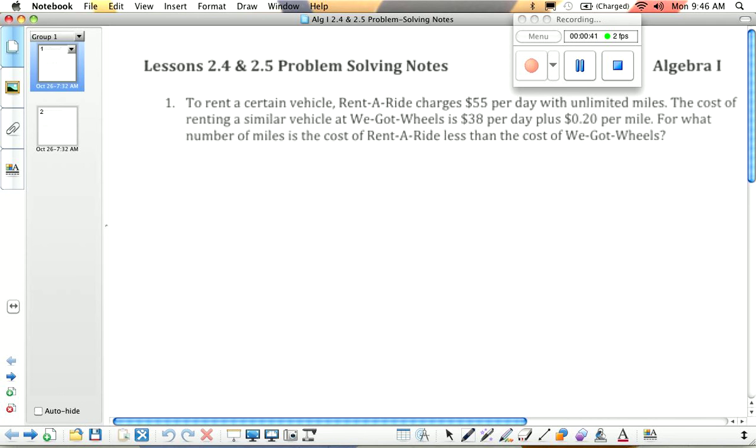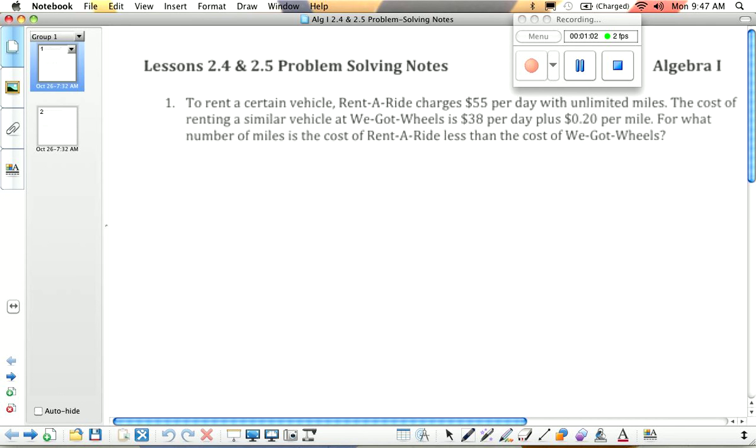Okay. Well, one of the things that I find when I'm working with word problems and I have to set up my own equation, my own inequality, whatever it is, I write down as much information as I possibly can to set myself up for success. So that's what we're going to do here today. So we have this first one.